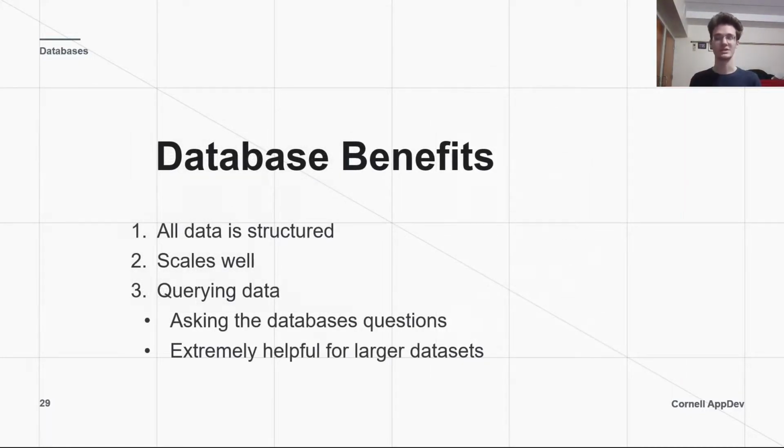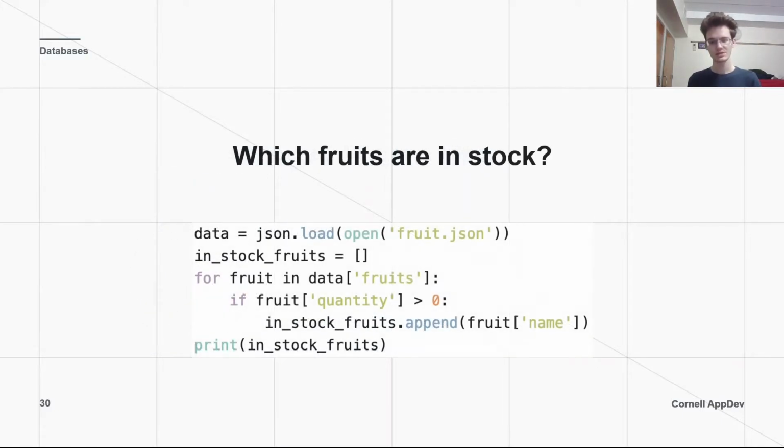So the benefits of a database are that all the data is structured. These scale incredibly well. Database servers are written by people much smarter than me, at least, who have done research into and spent their entire lives figuring out how to store data efficiently and effectively. And we can just take advantage of that. The third benefit is that we can query data. We can ask the database questions, and the database can actually do a lot of really cool things for us. So let's take a look at that.